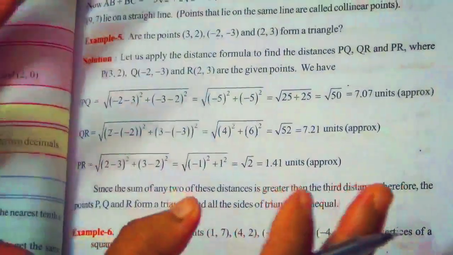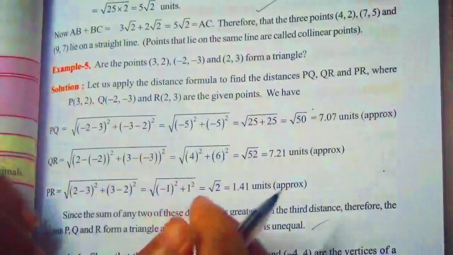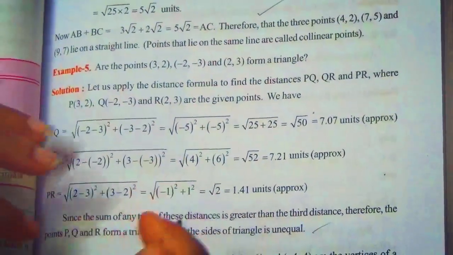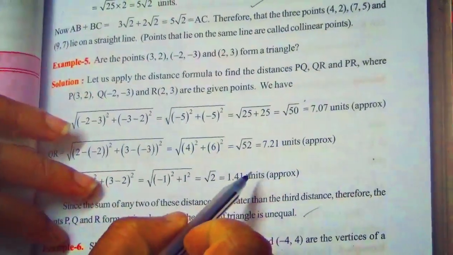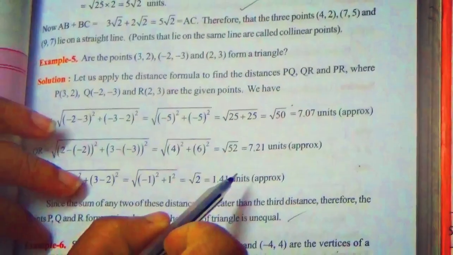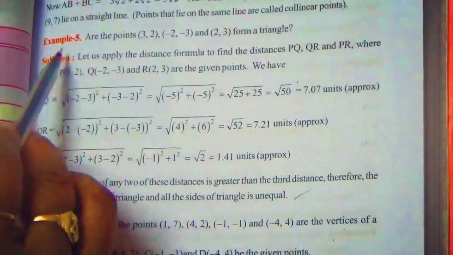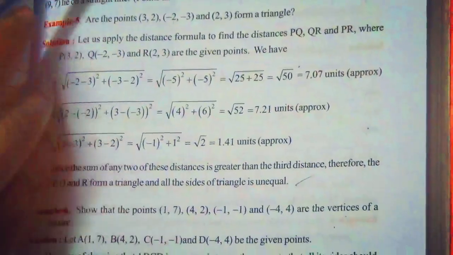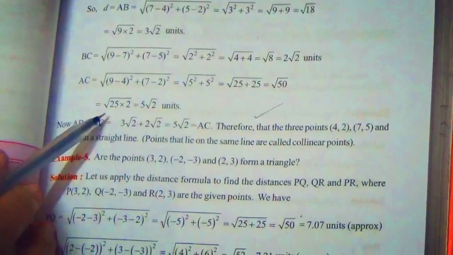Otherwise, if it forms a collinear, then it is not a triangle. If it satisfies the collinear condition, then it will not form a triangle. Otherwise it will form a triangle. Just do this example 5 as per the model of example 4.